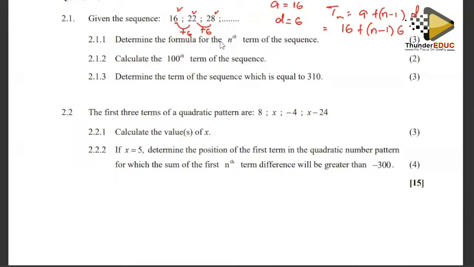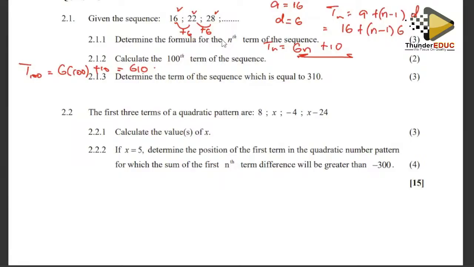So we can open this up. It's 6n minus 6 plus 16, which means it's just 6n plus 10. Okay, so that is how we would have gone about that. And then they want us to calculate the 100th term, meaning that where there is n, substitute 100. So 6 times 100 plus 10, which becomes 610.